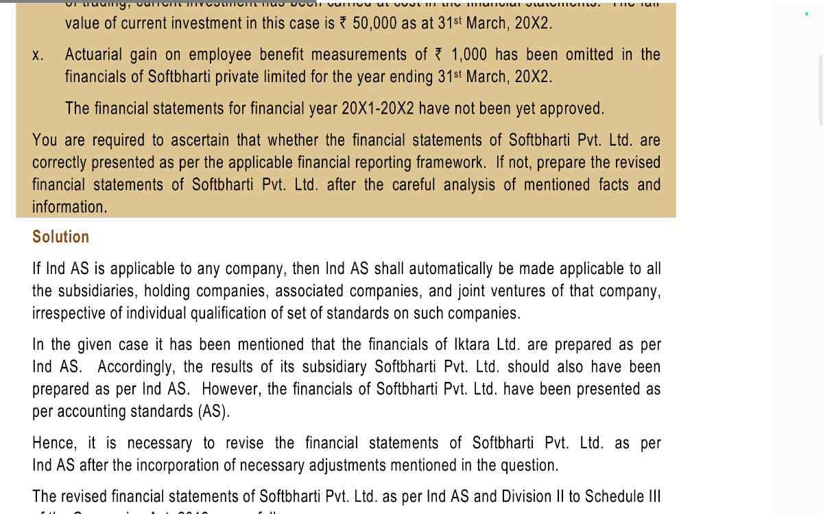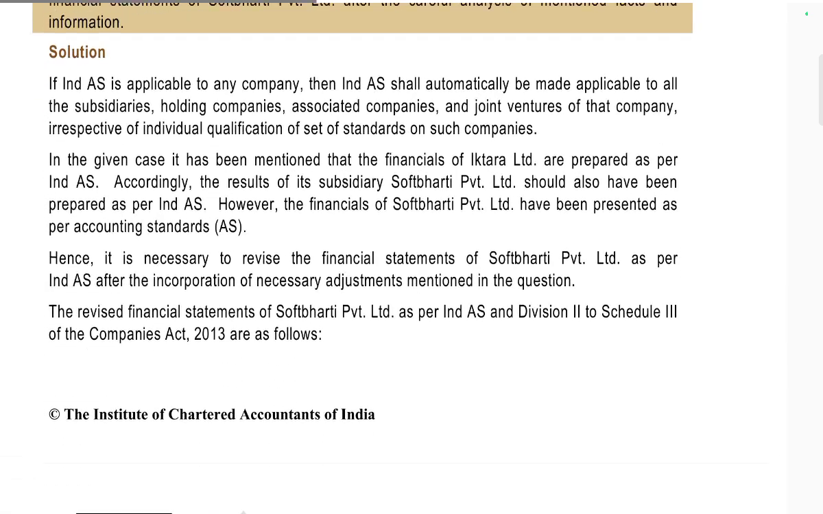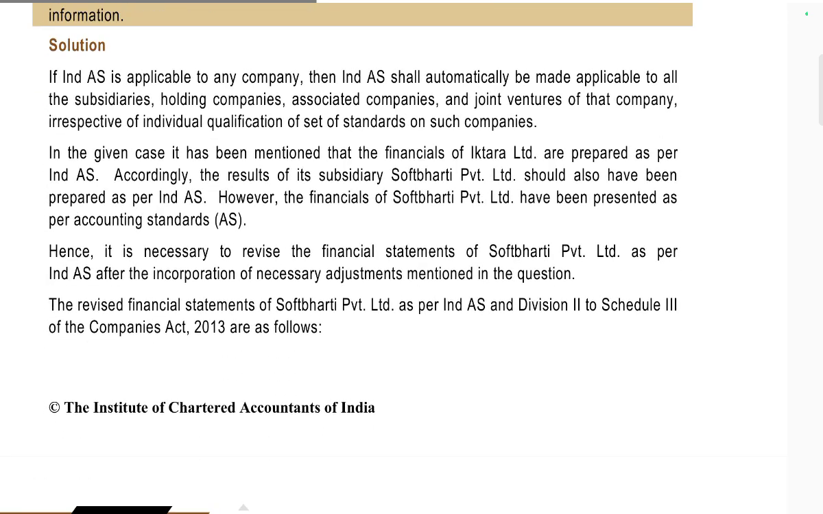You are required to ascertain whether the financial statements of Softbury are considered to be presented as per the applicable financial reporting framework. If not, prepare the financial statements of Softbury after carefully analyzing the mentioned facts and information. If Ind AS is applicable to the company, Ind AS shall automatically be applicable to all subsidiaries, holding companies, associate companies and joint ventures of the company, irrespective of the individual qualifying criteria.